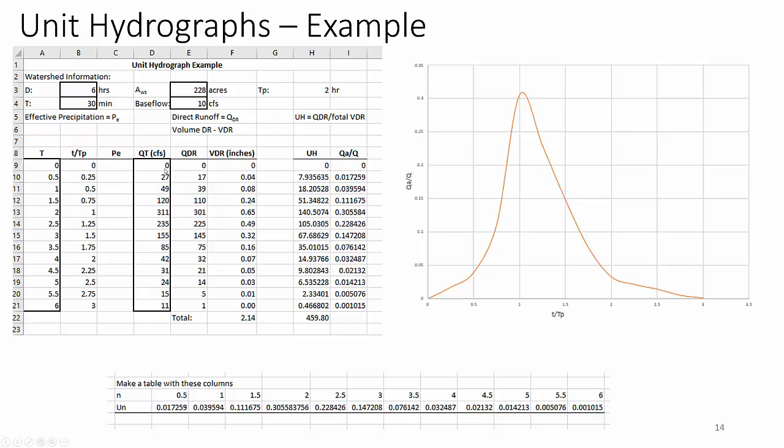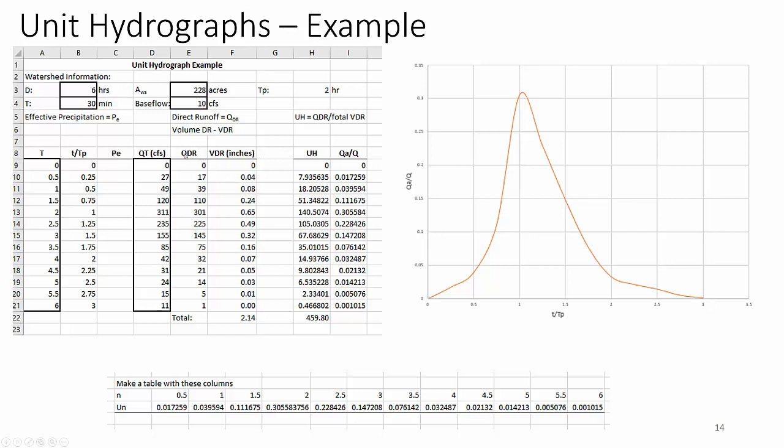So we also have Q sub T, which is then a function of runoff from our unit hydrograph, and QDR, the direct runoff, where we assume 10 cubic feet per second base flow. So this should be familiar too. It's what we had in our unit hydrograph. So we need to calculate the total volume of direct runoff in inches for our observed hydrograph to convert it to a unit hydrograph.